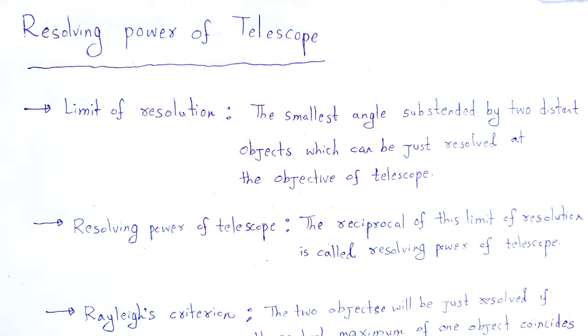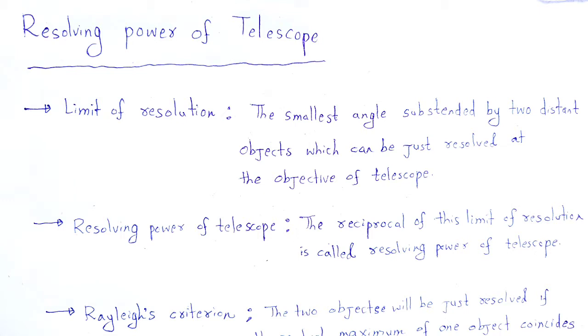In this video, we are going to discuss the resolving power of telescope. Let's begin. What is telescope? Telescope is basically used to see distant objects. If there are two distant objects at infinity, they can be easily seen with the help of a telescope.